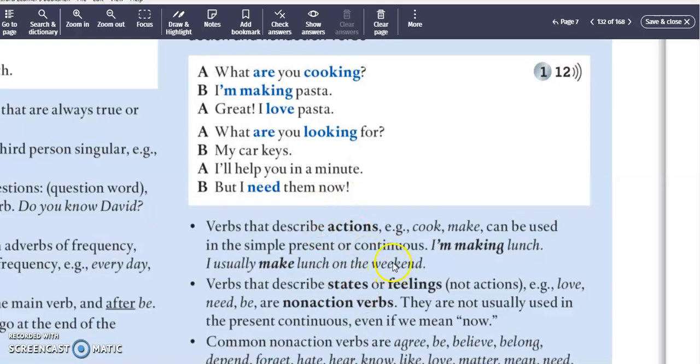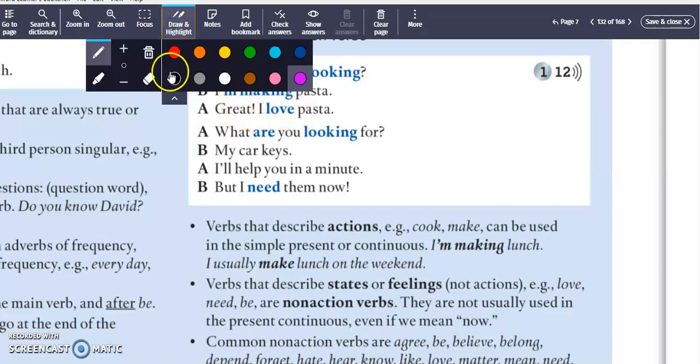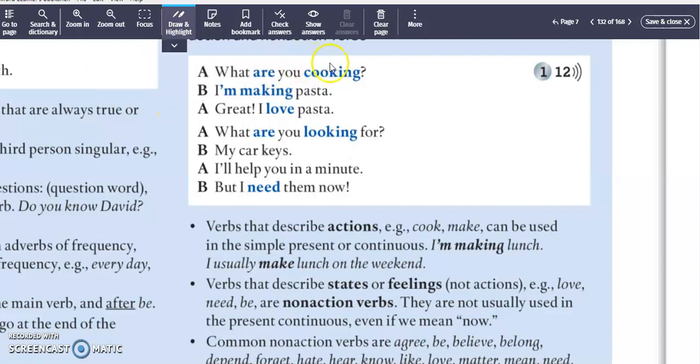Okay. So, what are action and non-action verbs? Are you cooking? What are you cooking? I'm making pasta. Great, I love pasta. And then you have some of the action and non-action verbs here. What are you cooking? I am making pasta. Oh, I love pasta. These two are action verbs, and this one is a non-action verb. What are you looking for? My car keys. I need them now. In this case, what are you looking for is an action verb, and I need them now is a non-action verb.